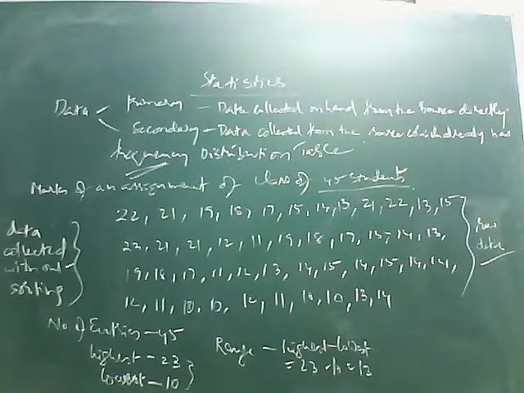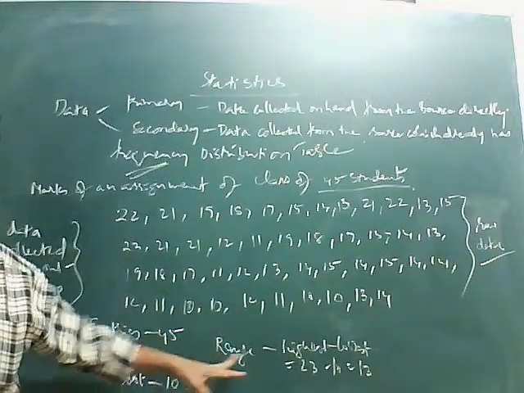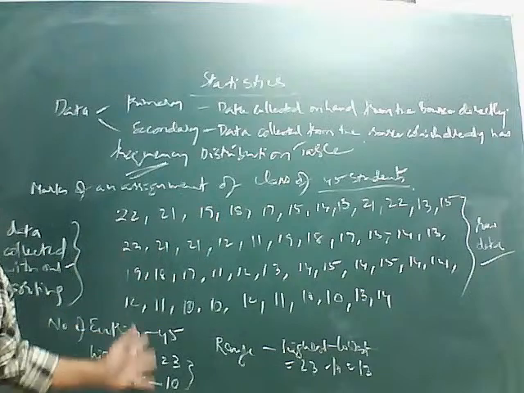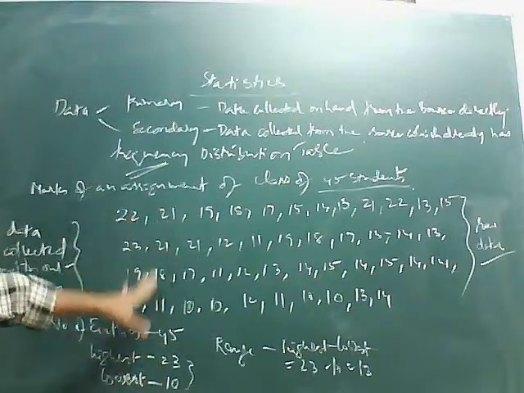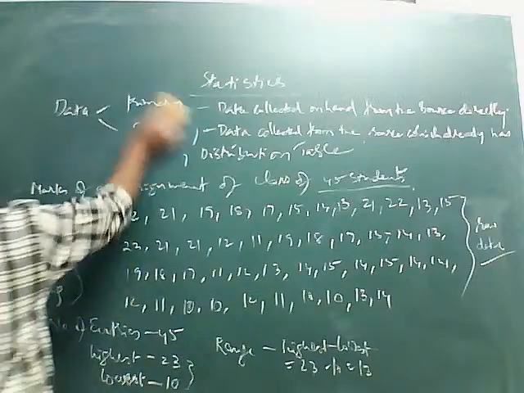Yes, noted? Right. Now, this data, I have already explained the range. R is equal to Highest minus Lowest. The number of students is 45 because their strength is 45. And these are the assignment marks in mathematics out of 25. From this, I will find out the distribution of data.